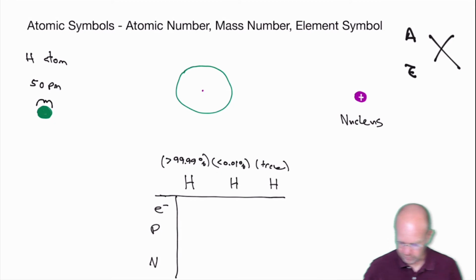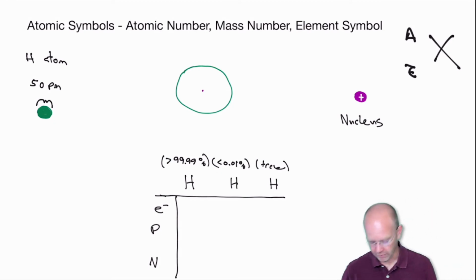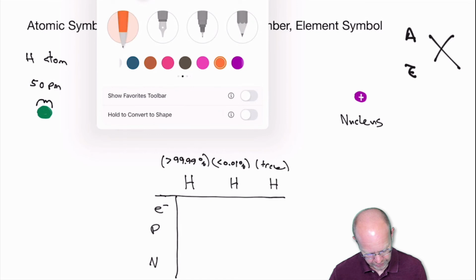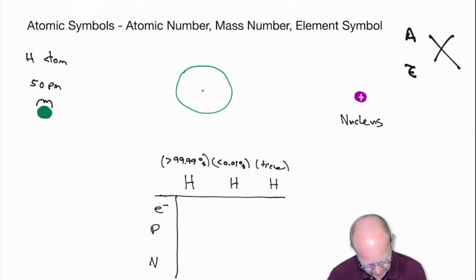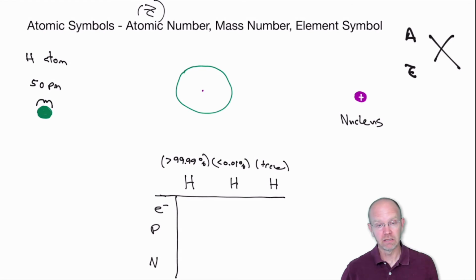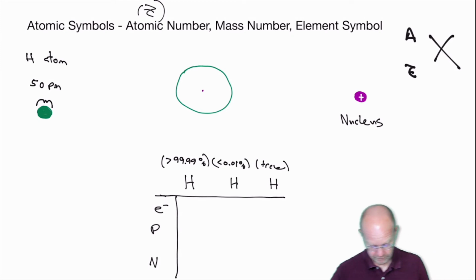And in the atomic symbol, there are three characters that are important. X is the element. The element is defined by the number of protons in the nucleus. The number of protons in the nucleus is called the atomic number, and it's indicated by Z. So Z in this nomenclature is the atomic number, or the number of protons in the nucleus, which we know on the neutral atom also equals the number of electrons.